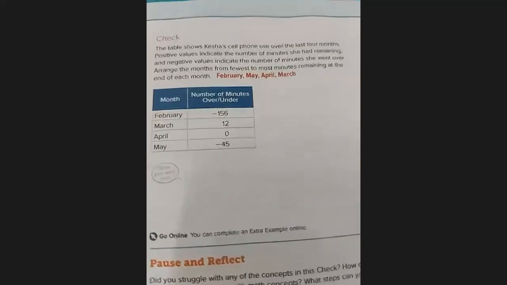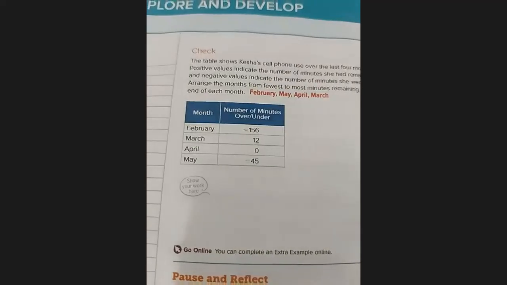Read the check. The table shows Kesha's cell phone use over the last 4 months. Positive values indicate the number of minutes she had remaining. And negative values indicate the number of minutes she went over. Arrange the months from the fewest to most minutes remaining at the end of each month.